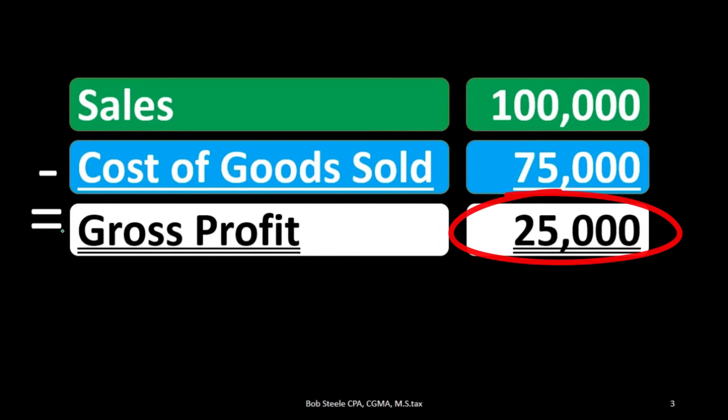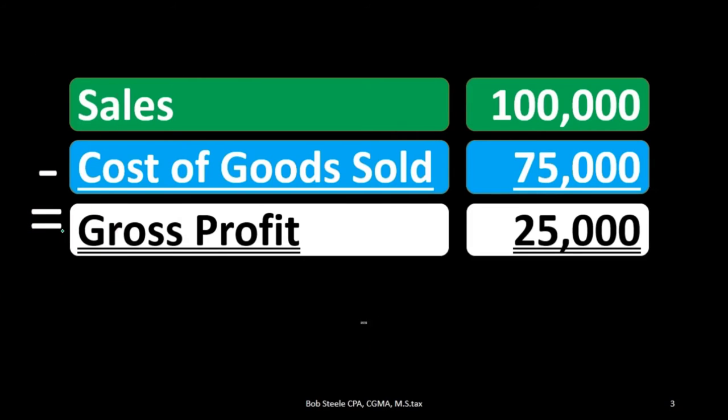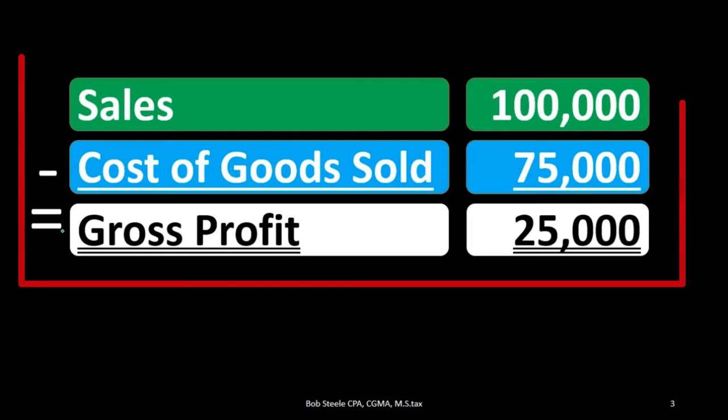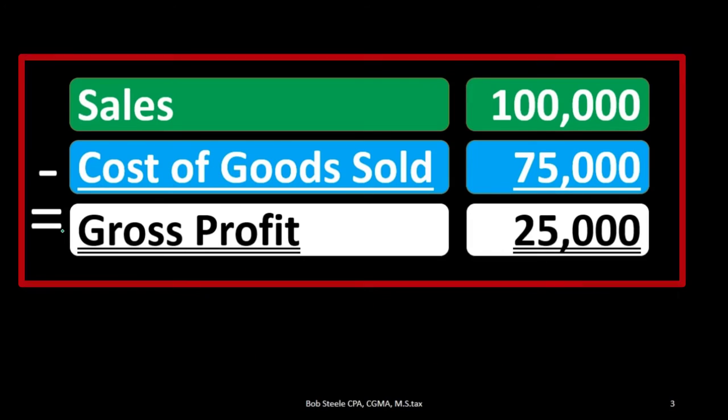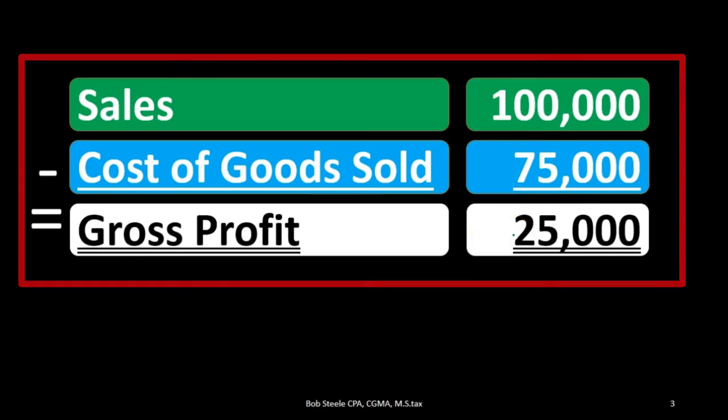This is often in the top section of a multi-step income statement rather than a single-step income statement, which would just have revenue minus expenses. It is put in there as a subtotal as we get down to the bottom line of the income statement, net income, because this relationship is such an important one, the one between sales and the cost of the inventory, cost of the goods that we are then selling.